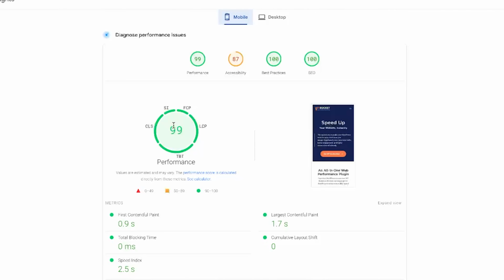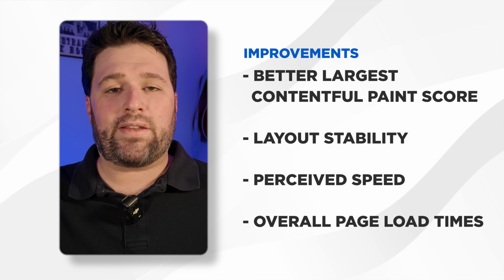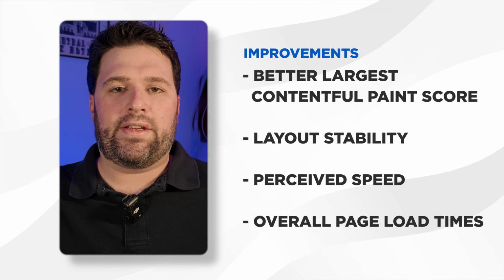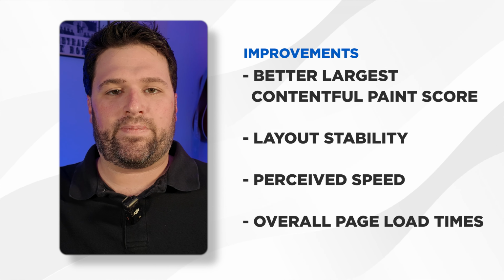While results can vary depending on your specific website, these enhancements typically lead to improvements in several key areas: better largest contentful paint scores, layout stability, perceived speed, and overall page load times. These updates to WP Rocket 3.19 continue our commitment to making complex optimizations accessible to everyone. You do not need to be a technical expert to benefit from these powerful features. They just work.